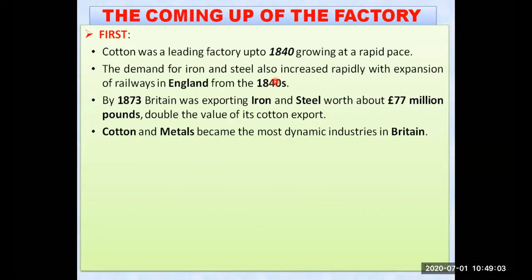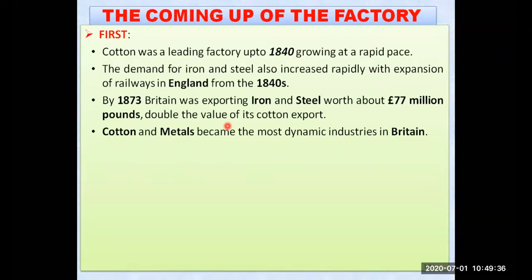Now you can say that the people were also having new types of jobs. By 1873, Britain was exporting iron and steel worth about 77 million pounds. That is double the value of its cotton export. Now you can see over here, Britain was exporting iron and steel to other countries, and that export was around 77 million pounds, double the value of its cotton.